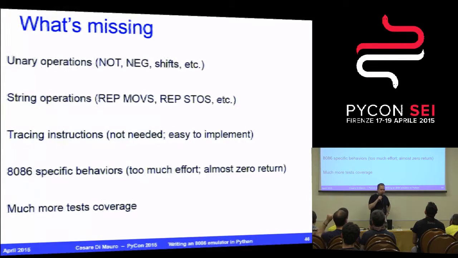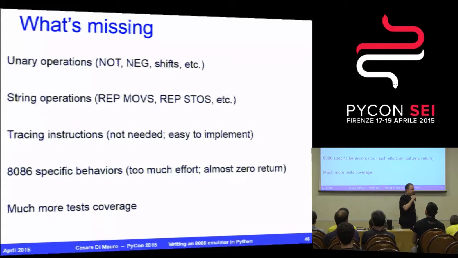Okay, what's missing? The emulator is not ready yet because I had no time to complete it. It's very complex and it required a lot of time. What's left is basically the unary operations, so not, negation, shift, and so on. And I have also implemented the string operations. It's not that much stuff. I think that I covered around 90%, even more, of the instructions of the processor. So a couple of weeks and I will complete all the other stuff.